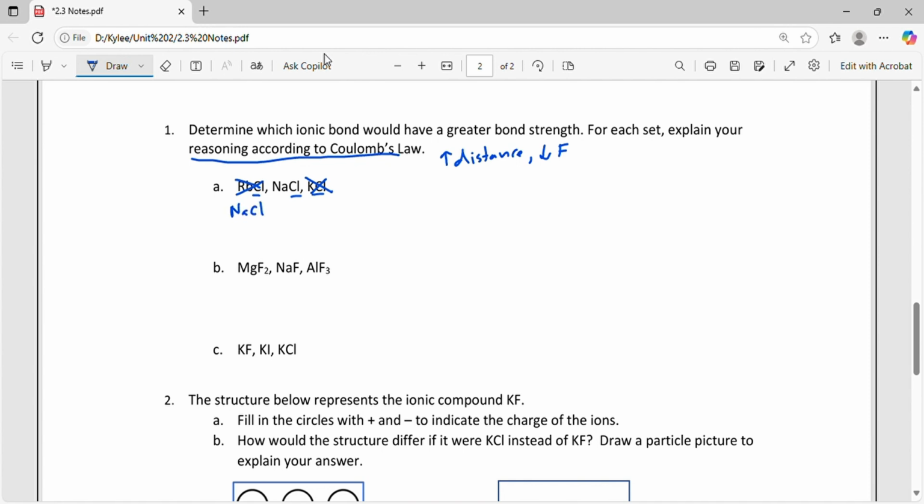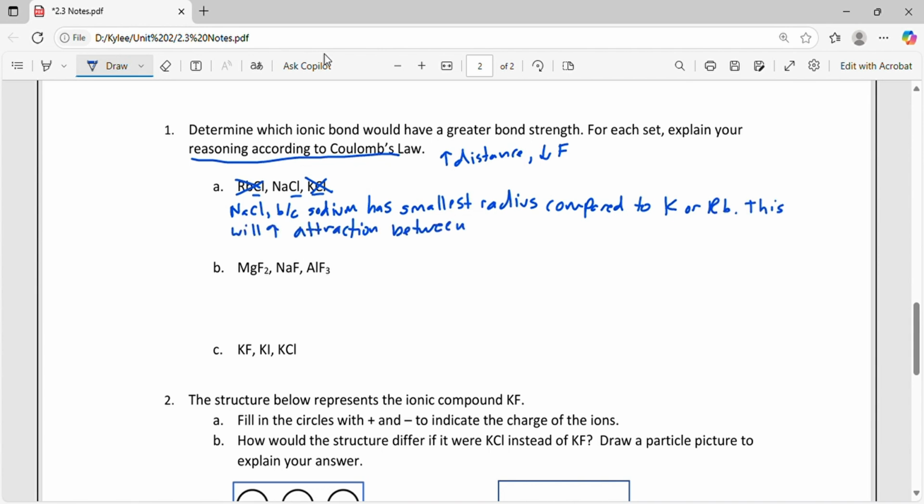And then I need to justify this answer according to Coulomb's law. So I would say NaCl, and I would say because sodium has the smallest radius compared to K or Rb. This will increase the attraction between nuclei, giving a greater bond strength.